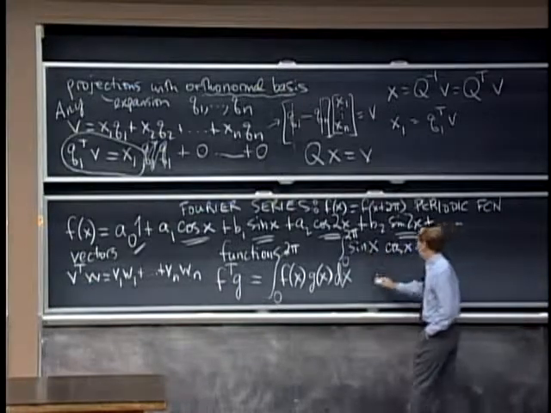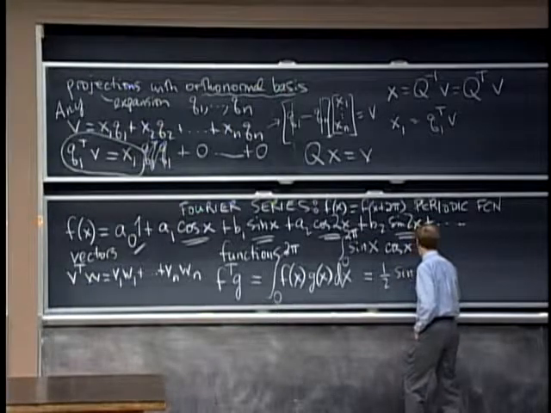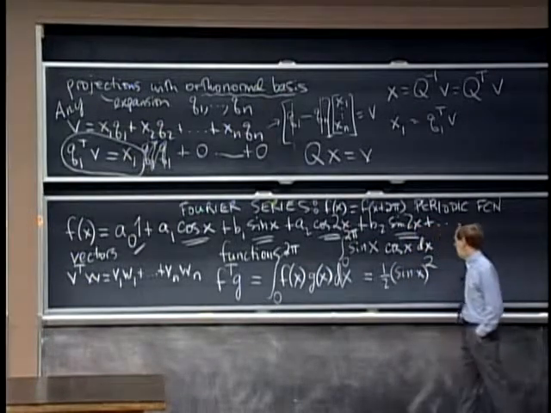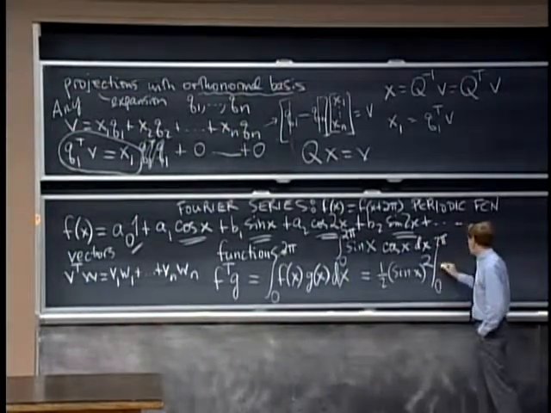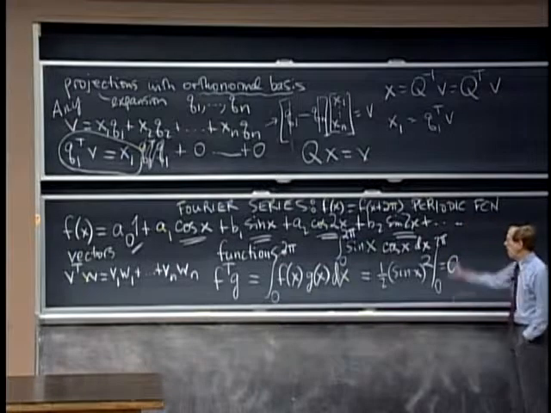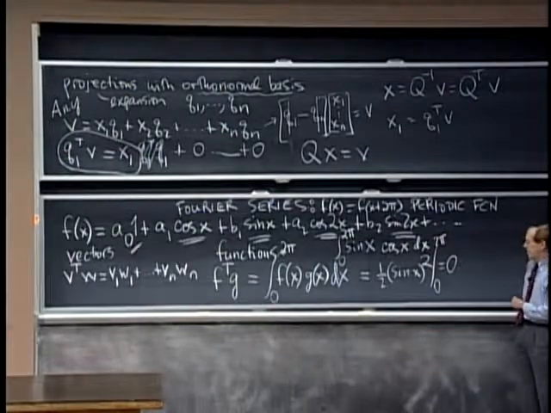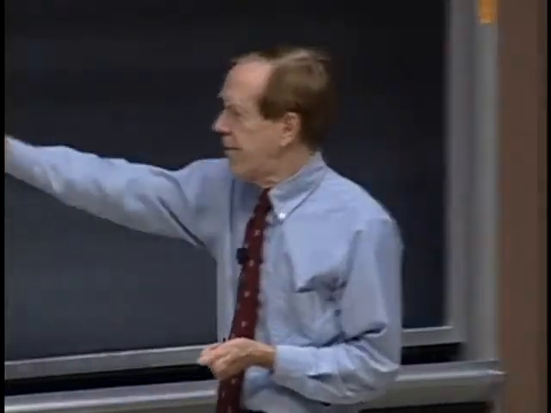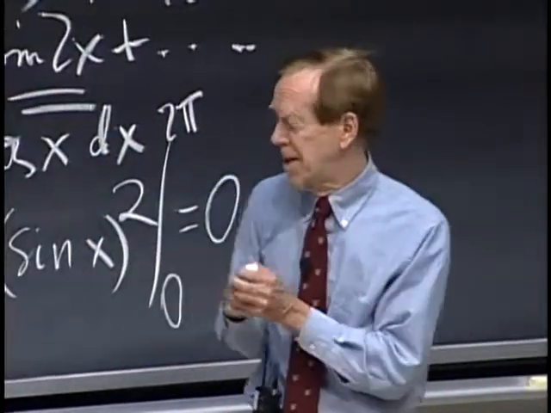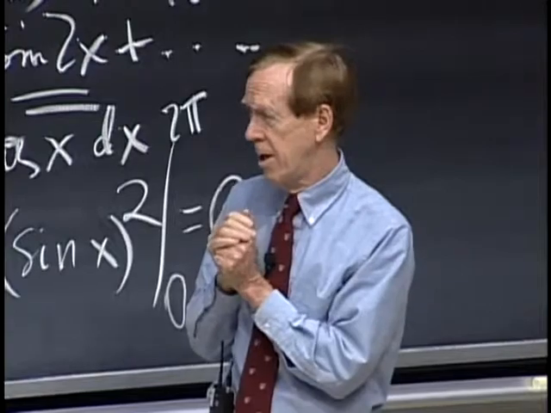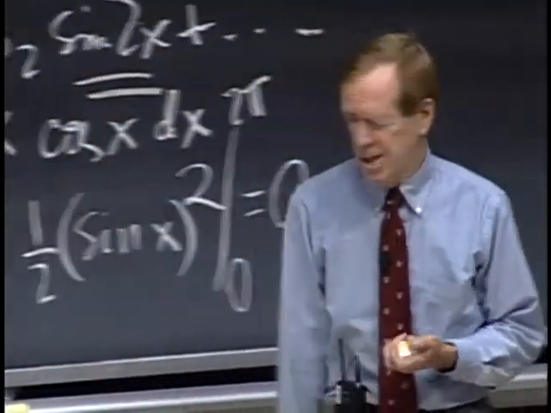That's the differential of that, so it would be 1/2 sine squared x. Was that right? Between 0 and 2 pi. And, of course, we get 0. And the same would be true, with a little more, some trig identities to help us out, of every other pair. So we have now an orthonormal infinite basis for function space, and all we want to do is express a function in that basis.